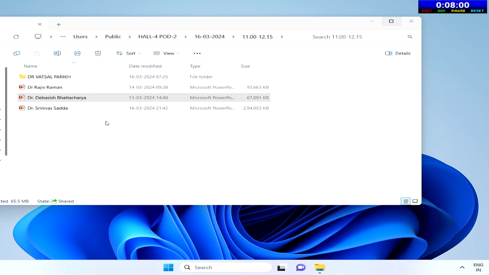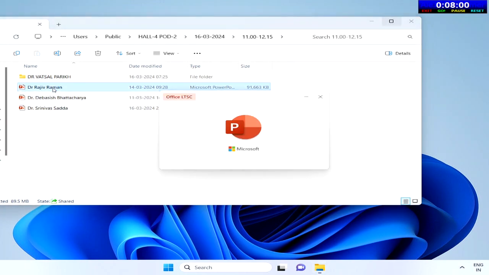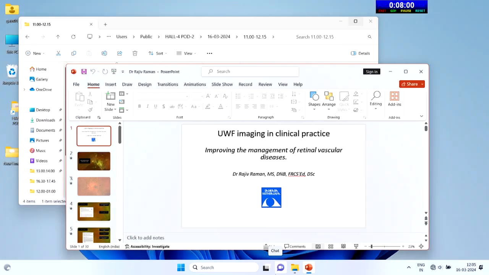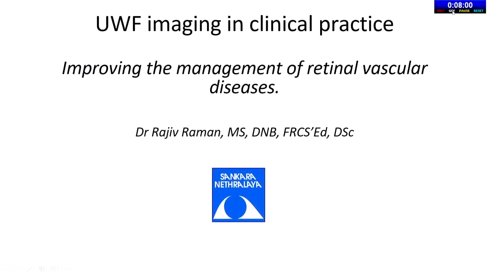Next up, we'll have Dr. Rajiv. While he connects to his presentation, I'll give you a brief introduction. He's a senior consultant at Shankar Nethralaya, Chennai. He also works very closely with the Department of Medical Science and Technology, IIT Chennai. He finished his training in retina after his MS and DNB from Shankar Nethralaya itself, and he's been there since then. He's also finished his FRCS, and he's done a lot of community work based on retinal changes such as diabetic retinopathy. So I think he's the best person to tell us about imaging, especially for retinal vascular diseases. Over to you, Rajiv.